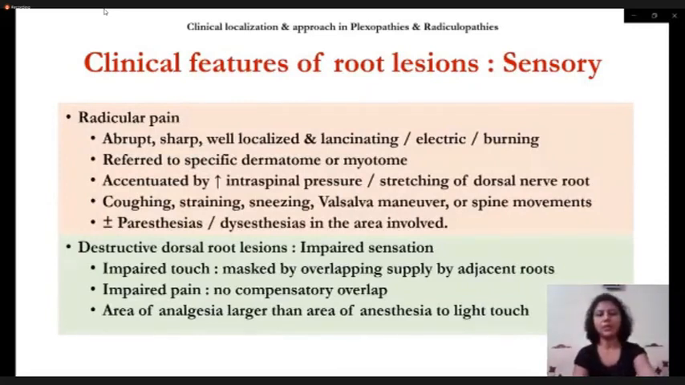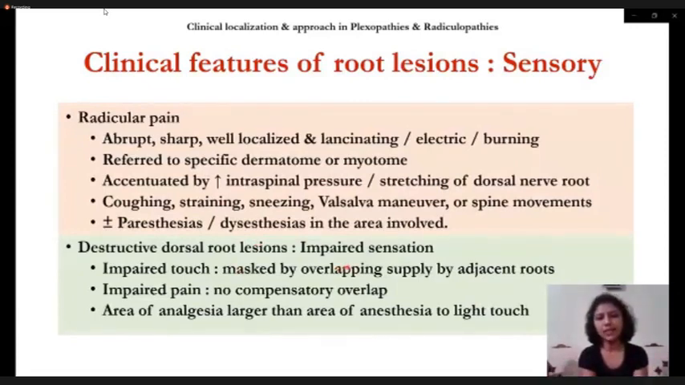Symptomatically, patients often report a radicular pain or a root pain. Pain is often the first manifestation of a sensory radiculopathy. It often has a characteristic lancinating or an electrical or a burning quality. This pain is abrupt, sharp, well localized, and it is referred to a specific dermatome or a myotome, and it is characteristically accentuated by increase in intraspinal pressure, such as by coughing or straining, or by stretching of the dorsal nerve root. It may also be accompanied by paresthesias or dysesthesias in the area that is affected.